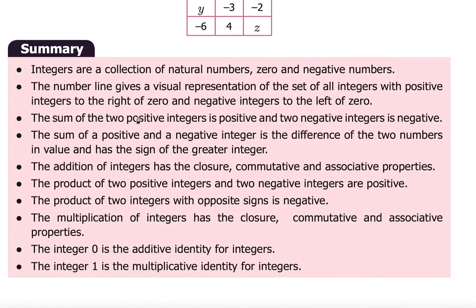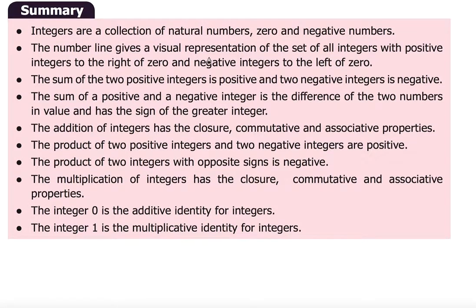Okay, let's look at the summary quickly. Integers are the collection of natural numbers, zero and negative numbers. The number line gives a visual representation of the set of all integers, with positive integers to the right of 0 and negative integers to the left of 0. The sum of two positive integers is positive, two negative integers is negative. The sum of a positive and negative integer is the difference of the two numbers and the value has the sign of the greater integer. Okay, you understood it?